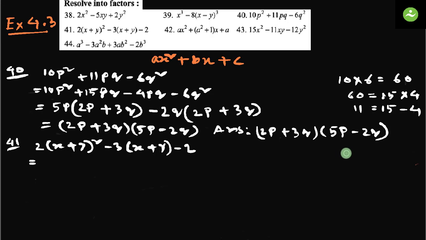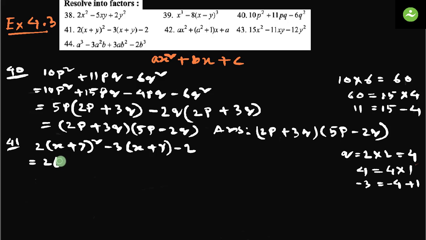Q is 2 into 2 equals 4. So we have to find factors of 4 so that the product is 4 and the sum is minus 3. Can we select 4 into 1? Yes. And minus 4 plus 1.